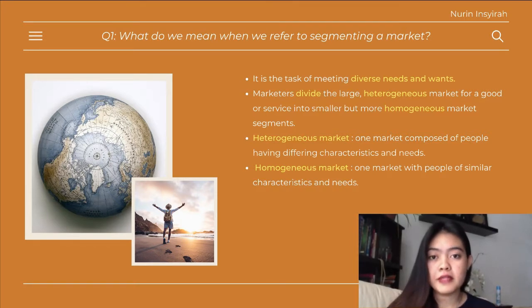The task of meeting diverse needs and wants led to the idea of market segmentation. Instead of trying to meet everyone's needs and wants with a single product or service, marketers divide the large, heterogeneous market for a good or service into smaller but more homogeneous market segments. A heterogeneous market is one composed of people having differing characteristics and needs, whereas a homogeneous market is one with people of similar characteristics and needs.